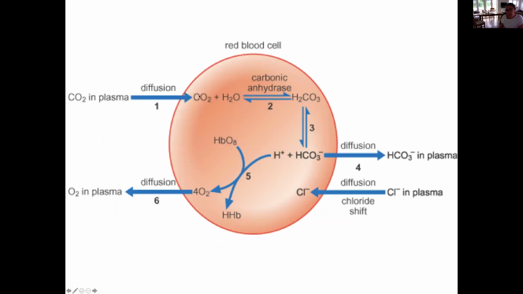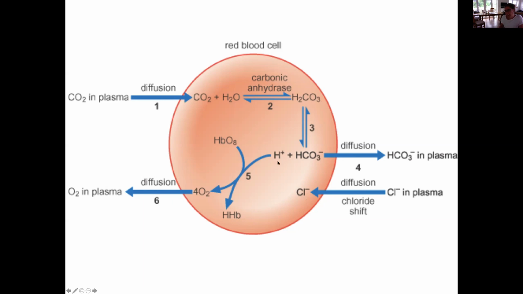So we can see CO2 diffusing into the plasma, reacting with the water. Remember, that's catalyzed by this enzyme here. That carbonic acid quickly dissociates into our H+ and our HCO3-. HCO3- is going to diffuse out into the plasma. Cl- is going to diffuse in the opposite direction, so that's our chloride shift. Remember, that maintains electrical neutrality in the cell.